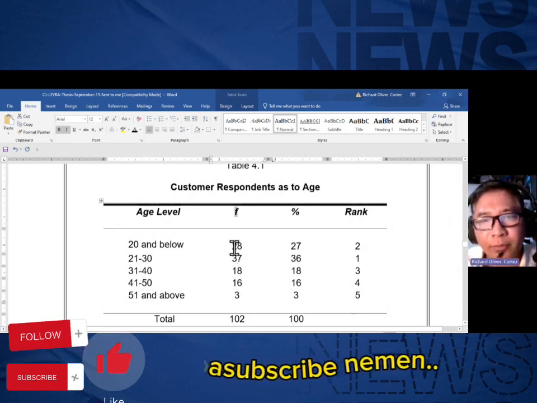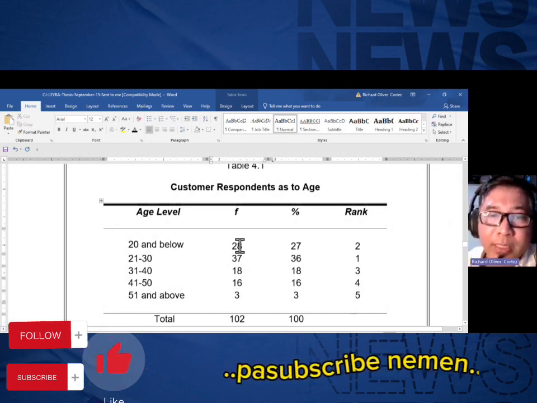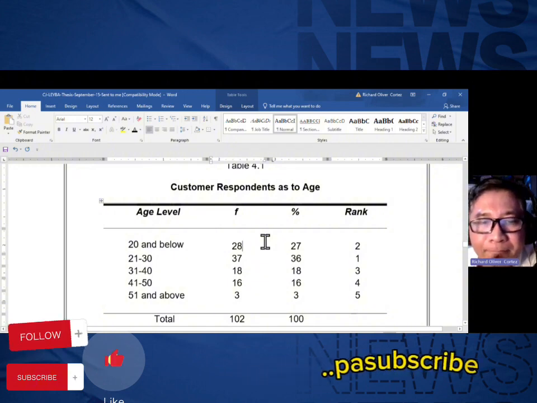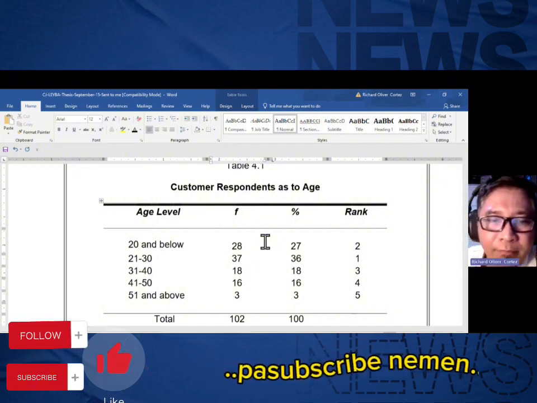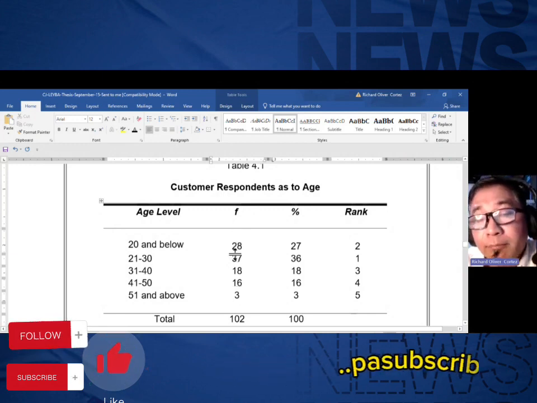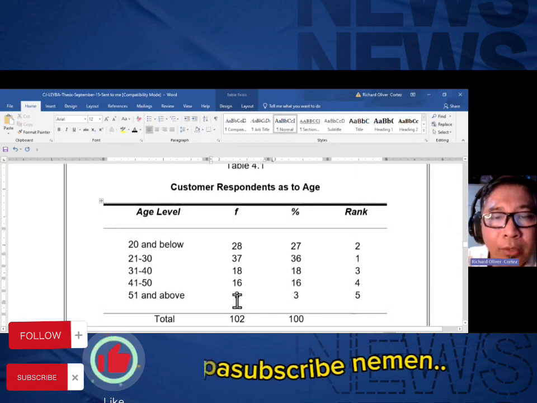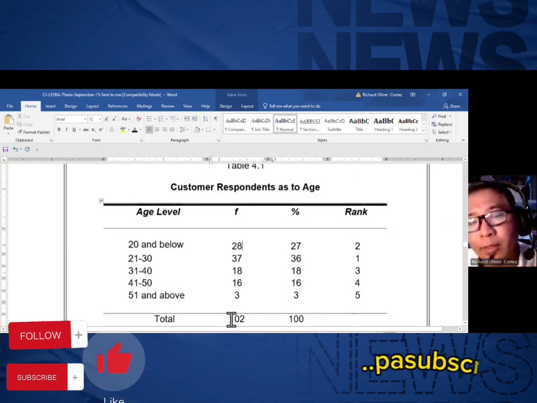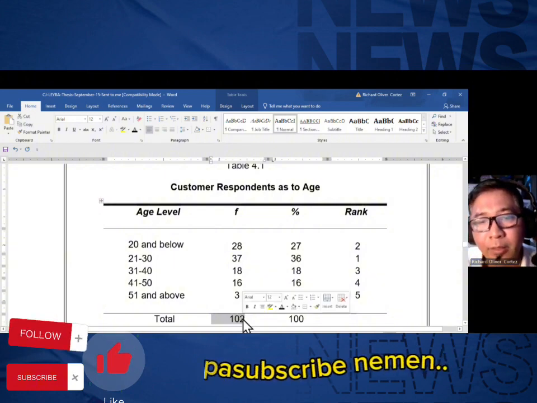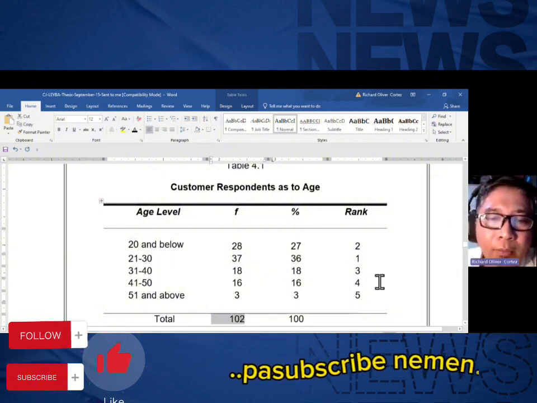This means that for 20 and below, 28 respondents belong to the 20 and below age bracket, and 51 and above has 3 respondents. And the total of the frequency should be equal to 102. So if you have 102 respondents in your research, the total should be 102.